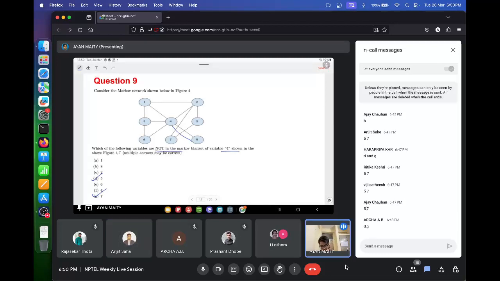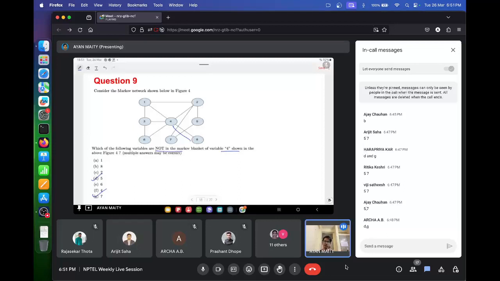Neighbor means basically you have a direct edge to that. It is not about being situated near each other, like 5 and 7 being near each other. You have to find out the edges that are going to the other variables. 8 has an edge only to 4. Apart from 4, all the other variables are not in the Markov blanket.